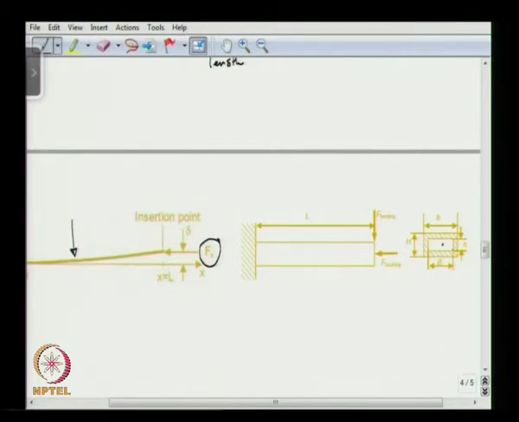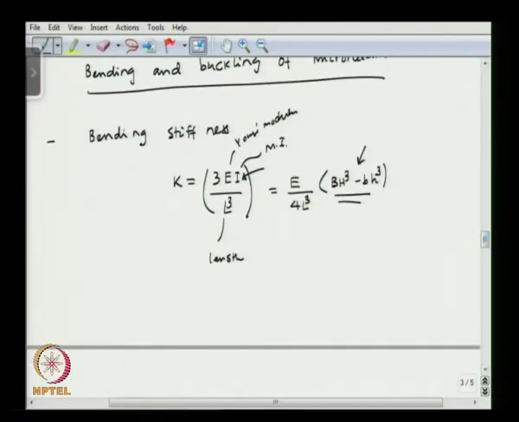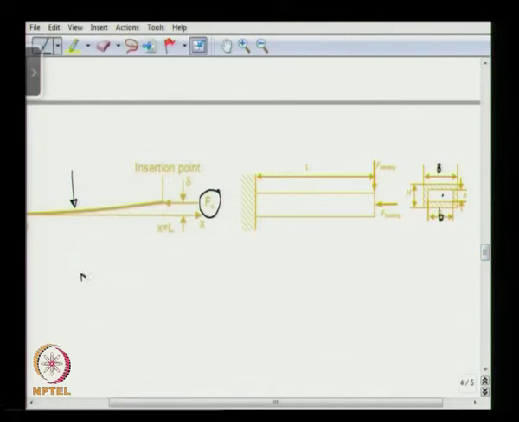Small b is the internal width, large B is the external width. Capital H is the external height and small h is the internal height. So, you can write an expression for the moment of inertia. That is how we get K equal to E over 4 L cube into B H cube minus small b h cube.